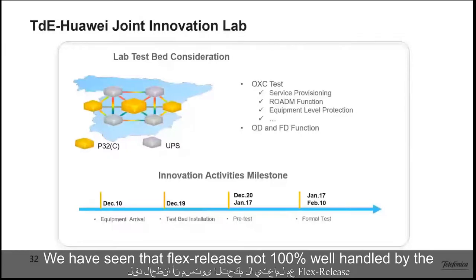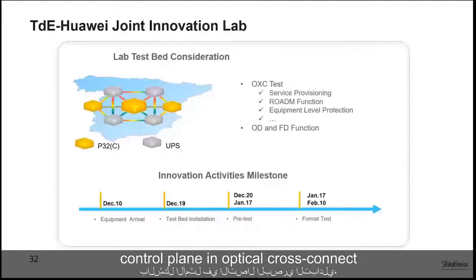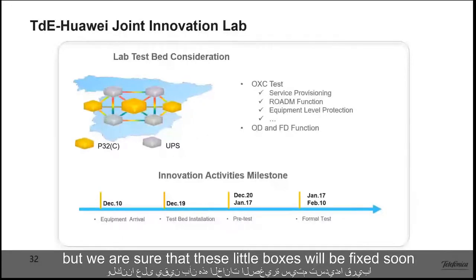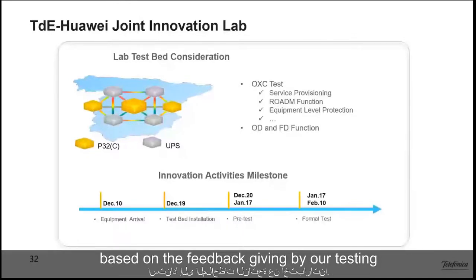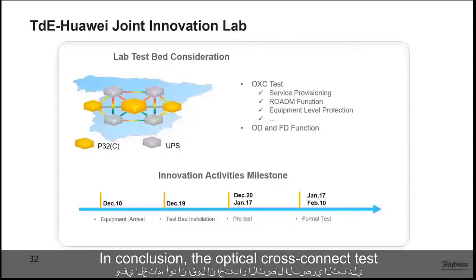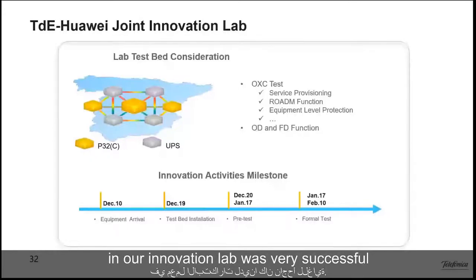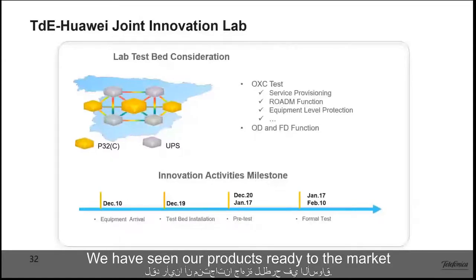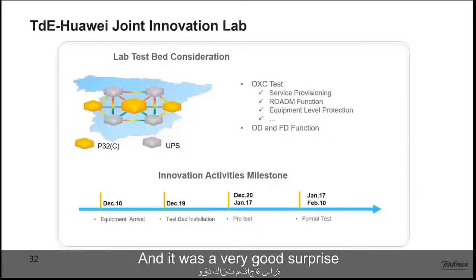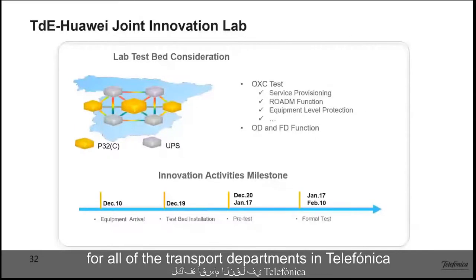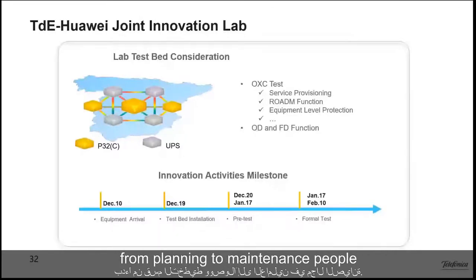We have seen that FlexGrid is not 100% well handled by the control plane in the optical cross connect, but we are sure that these little bugs will be fixed soon based on the feedback given by our testing. In conclusion, the optical cross connect test in our innovation lab was very successful. We have seen a product ready for the market, and it was a very good surprise for all of the transport departments in Telefónica, from planning to maintenance people.